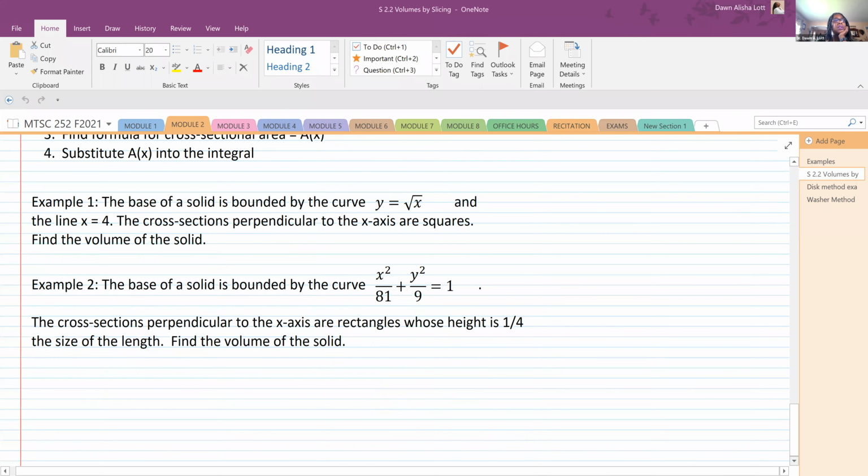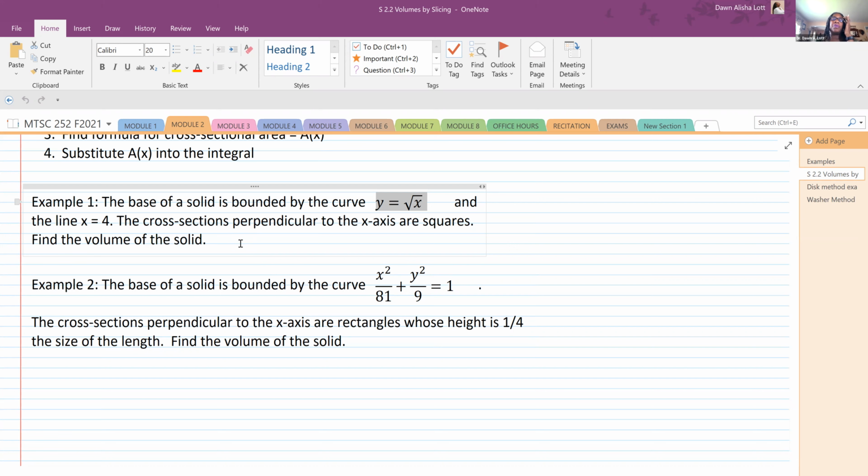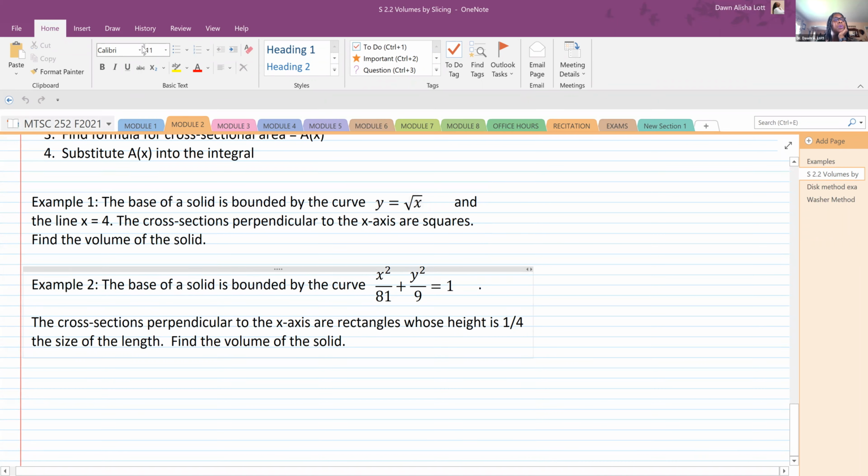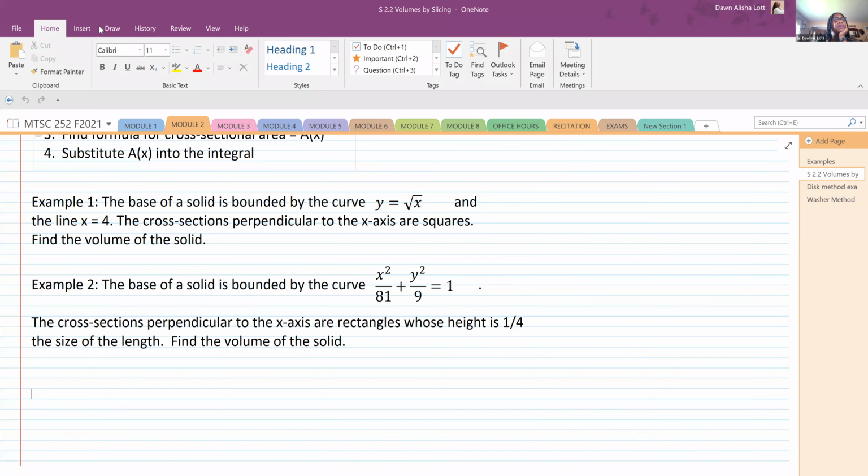and it reads, the base of a solid is bounded by the curve y is equal to the square root of x and the line x equals 4. The cross sections perpendicular to the x-axis are squares. Find the volume of the solid. Okay, so we're going to work on example 1. I'll give you a minute or two to write it down.